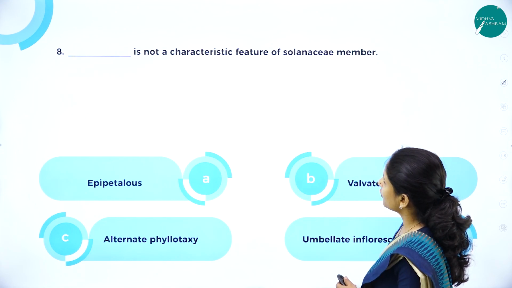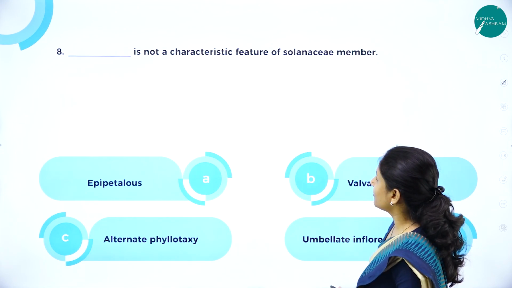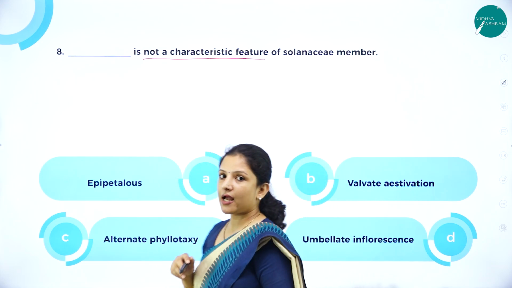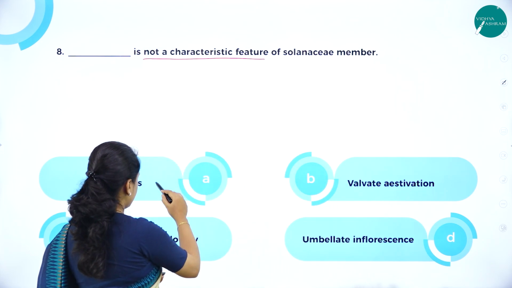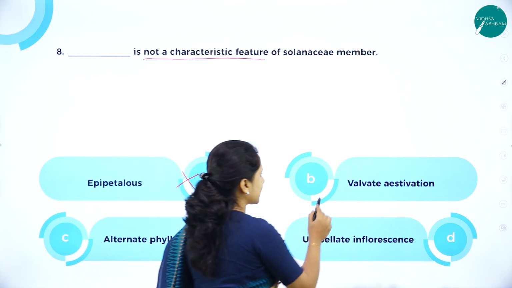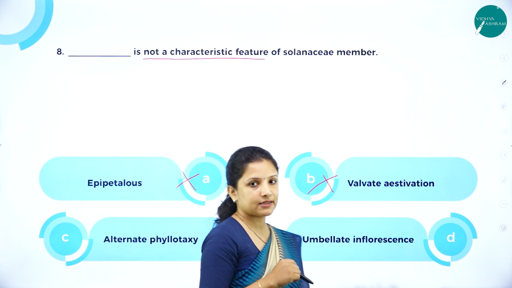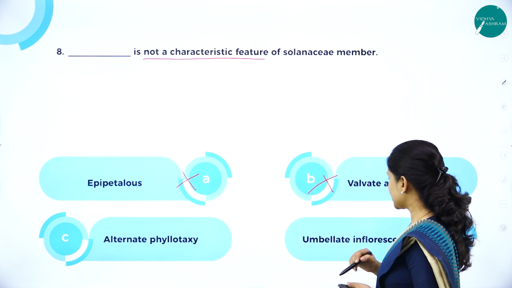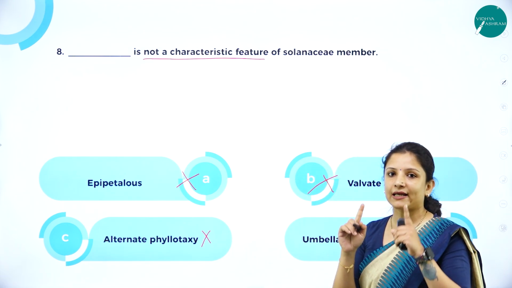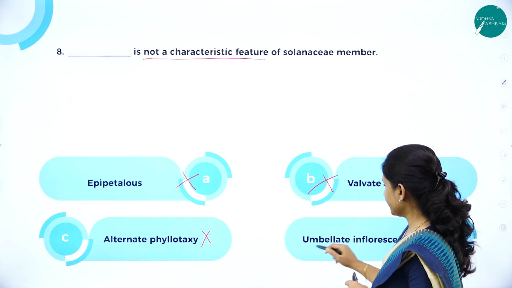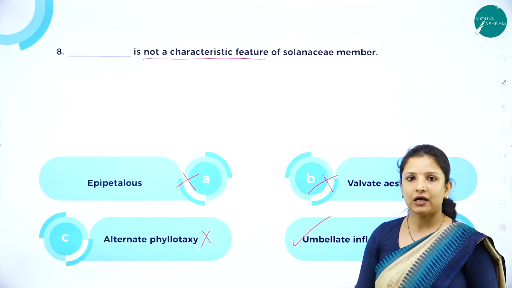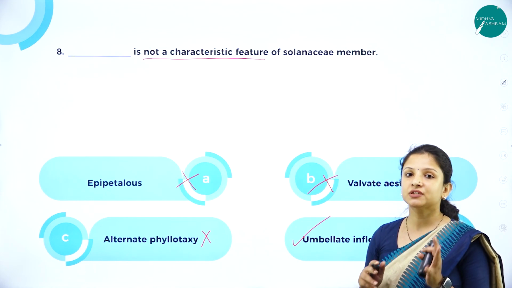Next one. Dash is not a characteristic feature of Solanaceae members. What is the question? Not a characteristic feature. Epipetalous is a characteristic feature of Solanaceae members, so this option we can't select. Valvate aestivation is a characteristic, so this one also I can't select. Alternate phyllotaxy, yes, because the leaves are arranged alternately. Umbellate inflorescence is the right option because they don't have umbellate inflorescence, but they have cymose inflorescence.